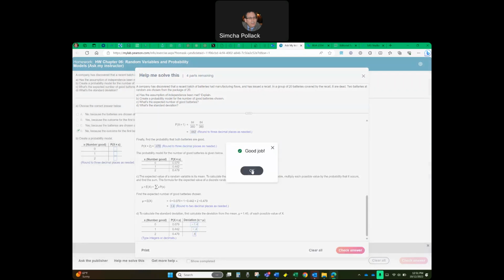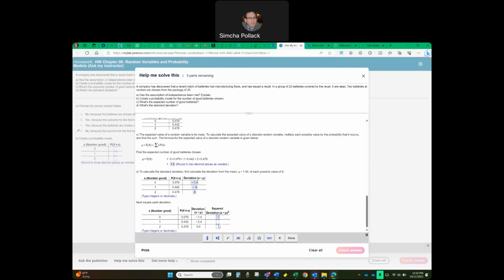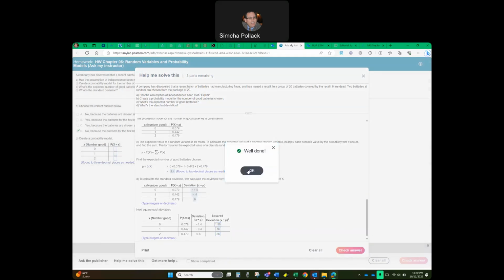Okay, the next step of the formula is to take these deviations and square them, because basically you're getting rid of the minus sign. And again, I have videos explaining this in some basic detail. So minus 1.4 times minus 1.4 is 1.96. So the number that goes here is 1.96. 0.4 times 0.4, I can do that in my head, is 0.16. And 0.6 times 0.6 is 0.36. Check answer. And again, so far, so good.